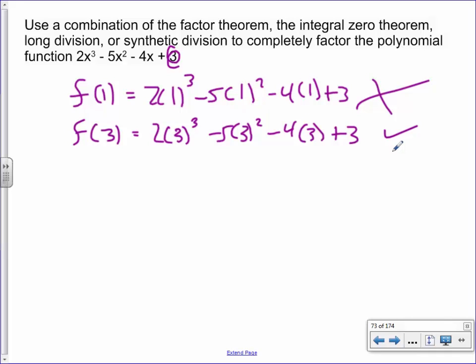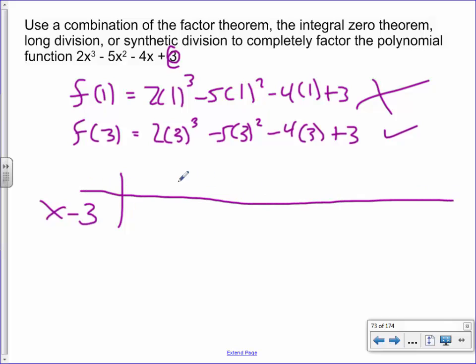You do synthetic, but with what? Good, with x minus 3. So now we're going to do our synthetic division. It's going to hopefully prove again that our work here was right, but we're doing this only to find the leftovers. So let's go x minus 3 and synthetically divide it into a 2, a -5, a -4, and a 3. We're only doing this to find the little leftover bit that's down here.